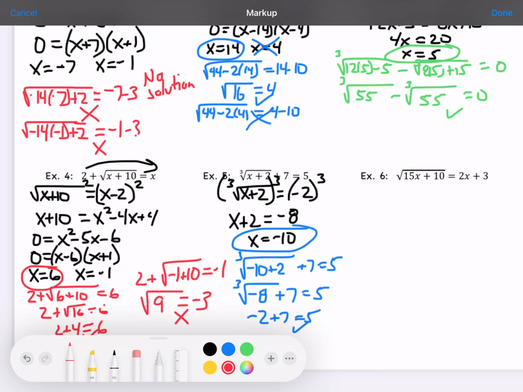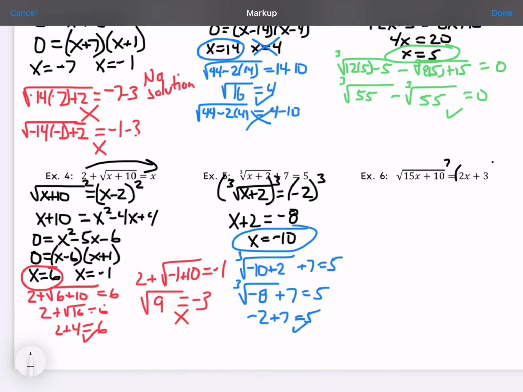And then our last one is similar to our first two, actually. We can just square both sides. So we have 15x plus 10 equals, and when I square 2x plus 3, I get 4x squared plus 12x plus 9. And I did that by using the FOIL method. So make sure you're using the FOIL method.